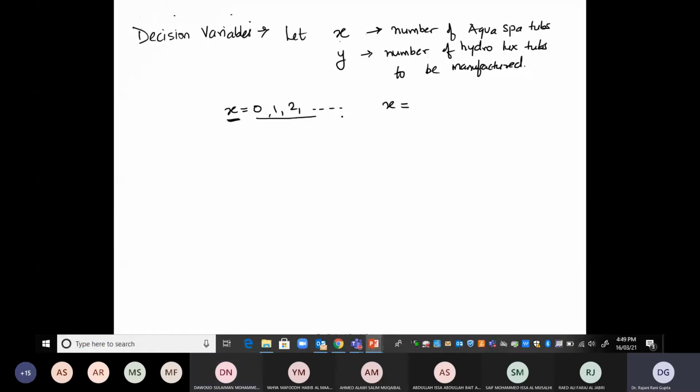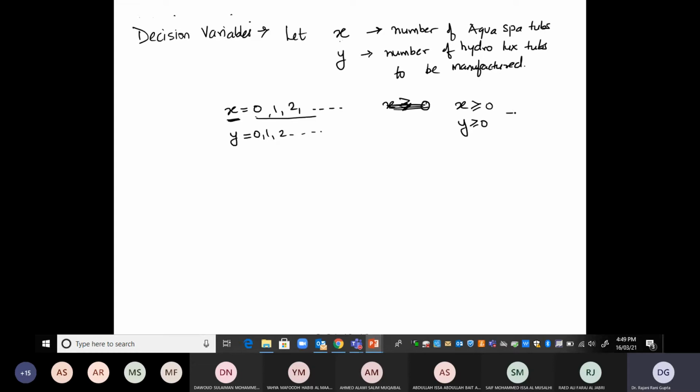So it is greater than or equal to 0. So it means either you will buy something or you will not buy at all. So it will be either 0 or something more. So it should be greater than or equal to 0. Mathematically, we write it as X greater than or equal to 0. Similarly, for Y, either the manufacturer will produce Hydrolux tubs or they will not manufacture anything. So it could be 1, 2 or something, but it cannot be negative. So Y similarly is greater than or equal to 0.